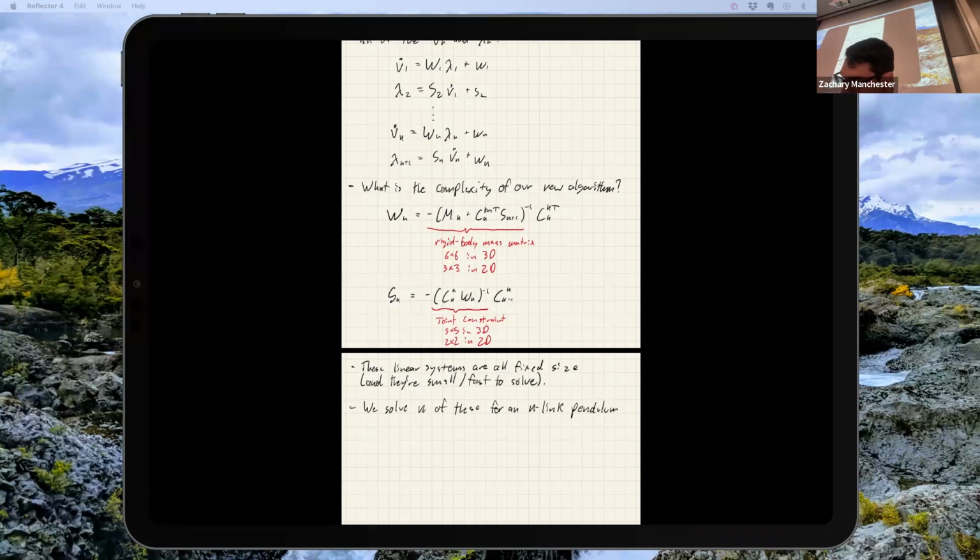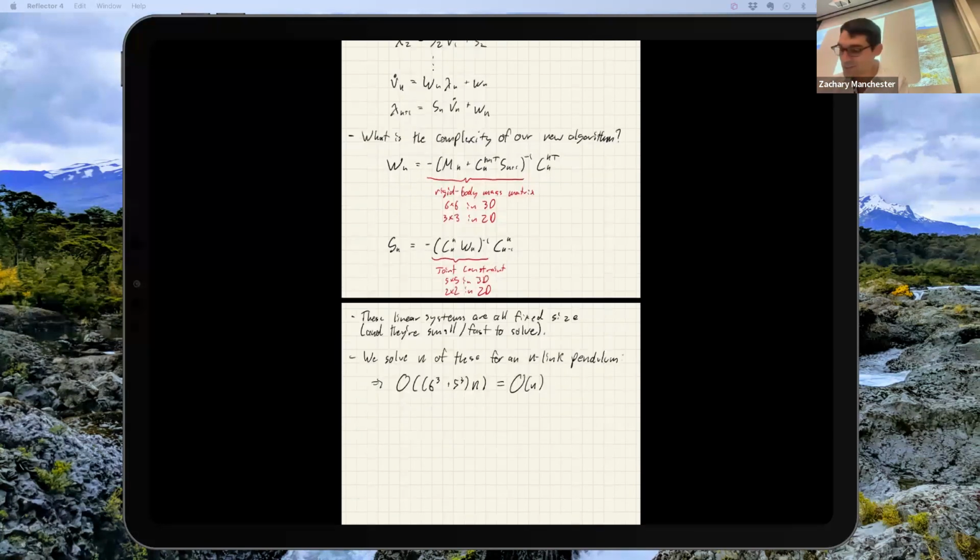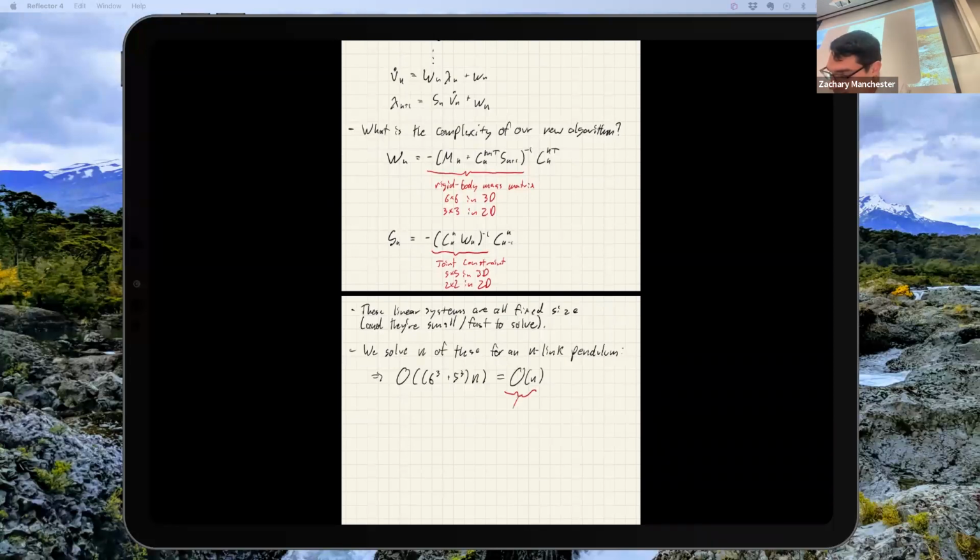So what that looks like, if I were to write this all down, it's something like, say, 6 cubed plus 5 cubed times n lengths. So the dimensions of those little guys just falls out of this as just a constant. So this is just order n. Right? Everyone agree? Cool. So we got this down to linear complexity instead of cubic. That's pretty neat.